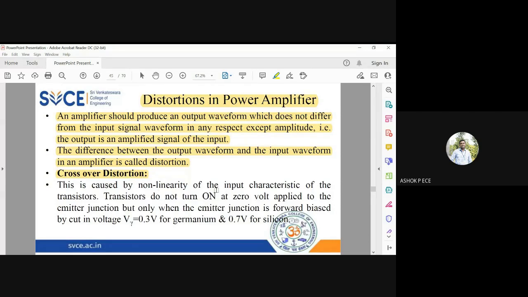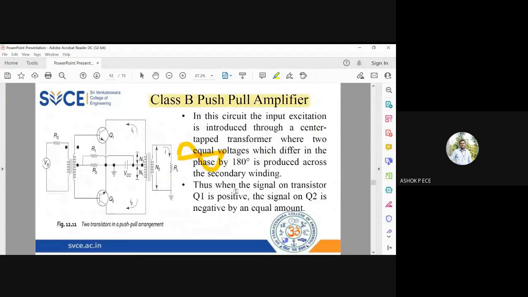This crossover distortion is happening primarily because of your transistors. You know that in a class B amplifier, I'm going to use two transistors, right? So for each transistor, I am feeding the input to the base junction. And you have a base emitter junction here, and a base emitter junction here. This base emitter junction will start functioning only after the cut-in voltage.